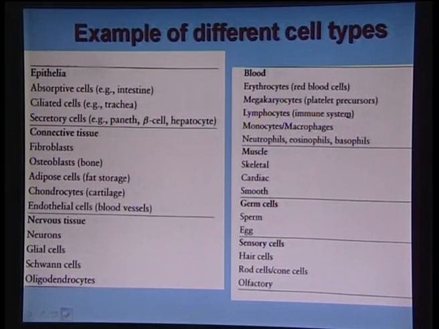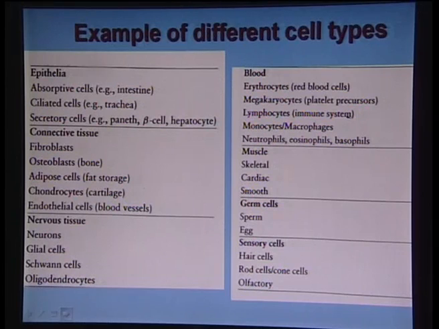Epithelia has this absorptive type of tissue like intestine, then secondary cells like platelet, beta cell, hepatocyte, etc. Connective tissue is the fibroblast, osteoblast, that is bone tissue, adipose cells, chondrocyte, that is the cartilage tissue, endothelial cells, that is the blood vessels. Nervous tissue, they have different types of cells, again neurons, glial cells, Schwann cells, etc.